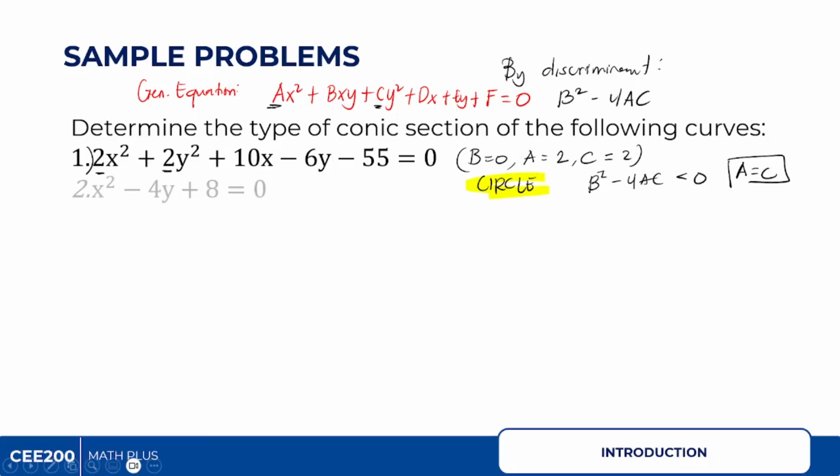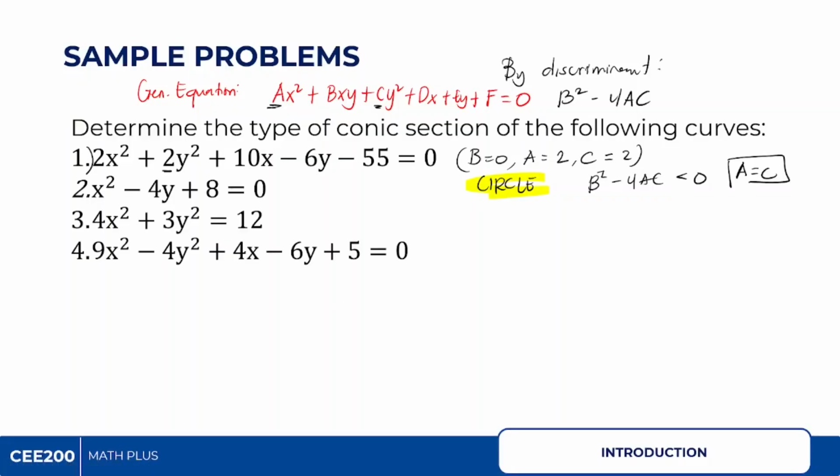Now, for number 2. Okay, hold on ha. Check natin. Apat na lang to, no? For number 2, dito ko na lang ilagay ha.